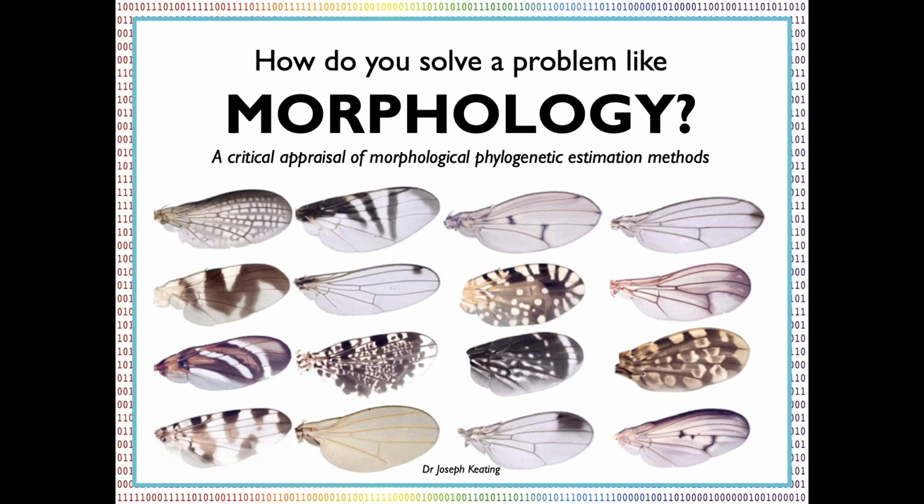Hello, my name is Joe Keating. I'm a postdoctoral research associate at the University of Bristol and part of the Paleobiology Research Group. I'm going to be talking to you about morphological evolution.